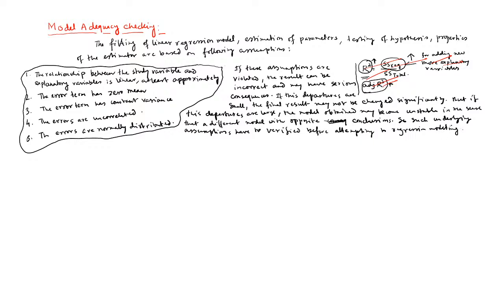Regression model. First, check the procedure: first you check the linear relationship between the study variable and the explanatory variable.